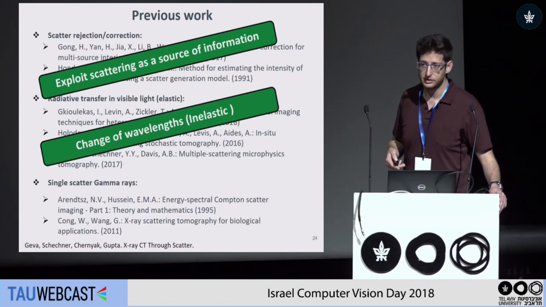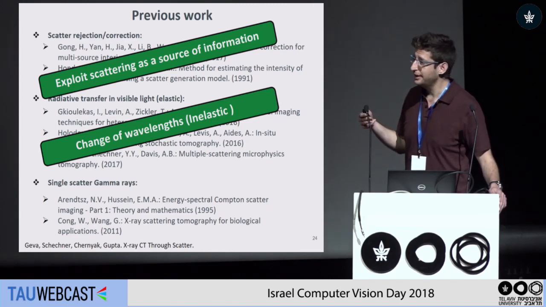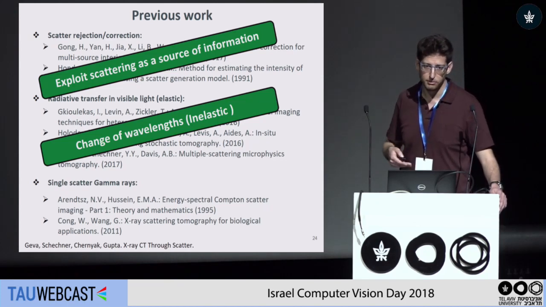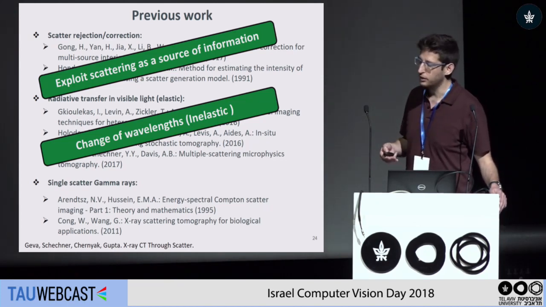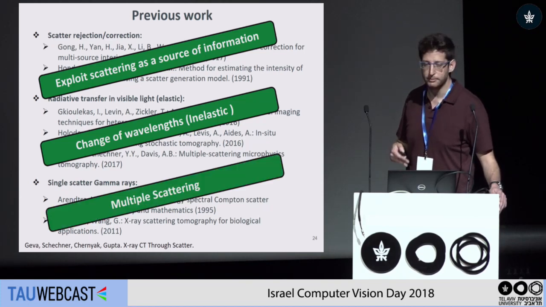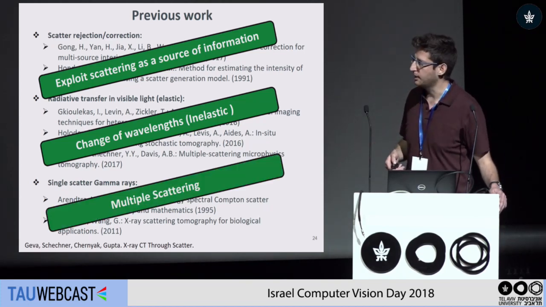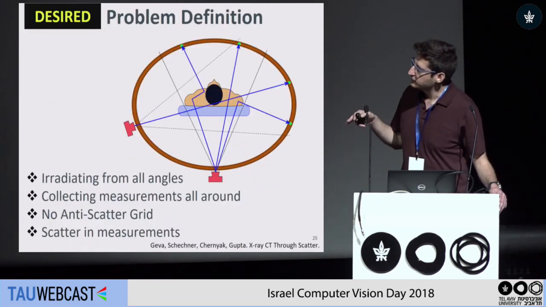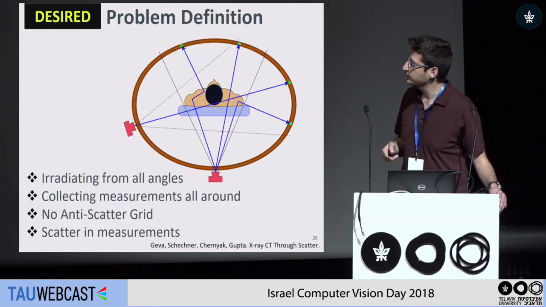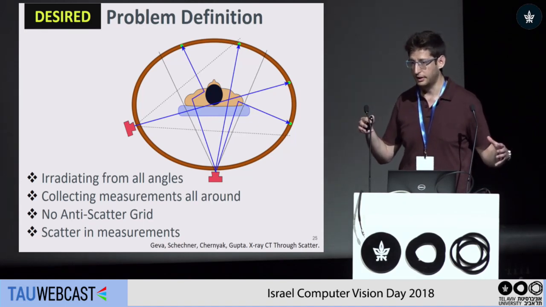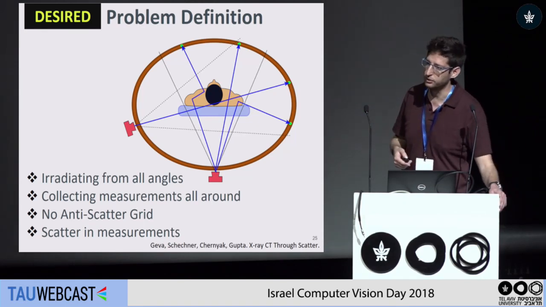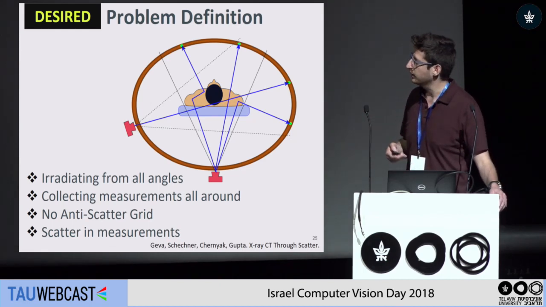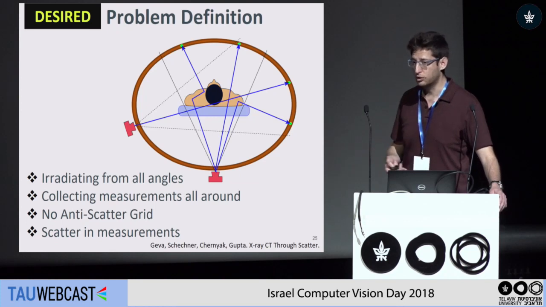There are also works that exploit inelastic scattering as a source of information, but they do it in the high energy regime using gamma rays, and they assume only single scattering. We deal with medical X-rays and have no limitations on the number of scattering events. So our work facilitates a setup having multiple sources and multiple detectors that collect measurements simultaneously all around the ring. We have no anti-scatter grid, and we have a strong scatter component in our measurements, which we account for computationally.